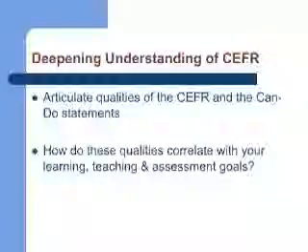You have two columns on your chart. In one column, you're going to articulate some qualities or characteristics of the Common European Framework of Reference and the can-do statements that are within the CEFR. The can-do statements refer to all those sentences that start with je peux, I can, right? That's what those are. And then in the other column, you're going to reflect how this particular quality or characteristic correlates with my teaching, learning, and assessment goals.